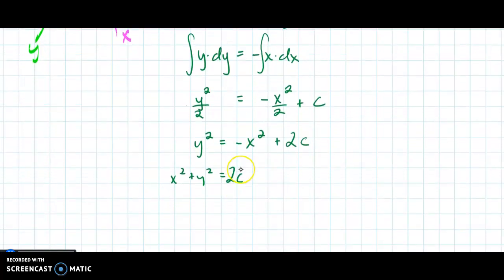Well, what if c was equal to, actually I'm going to do this over here. What if c was equal to 1/2? Well, we would get x squared plus y squared is equal to 1. And you may say, hey, how can you just say, let's let c equal 1/2?